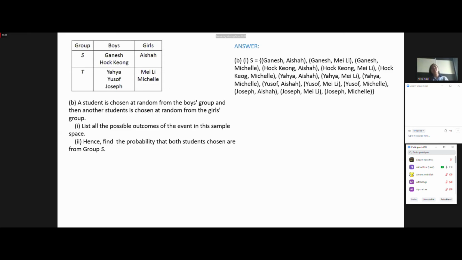All right. So some of you I know submitted a bit later, but I accepted it, because some of you need time to type it out. So there are 15 possible outcomes, and the answer for question Roman 2, both are chosen from group S, there's only 2 options here. So it's 2/15.